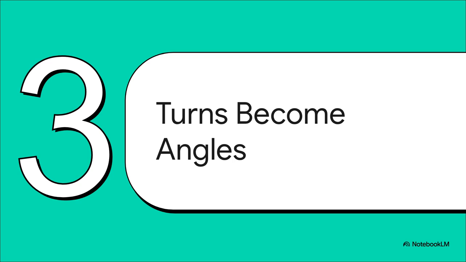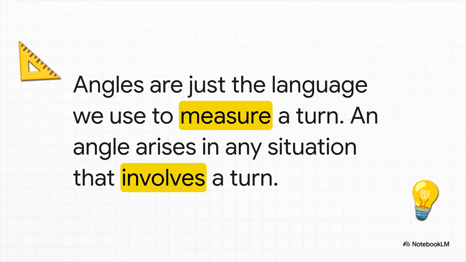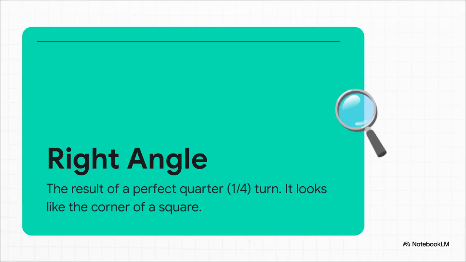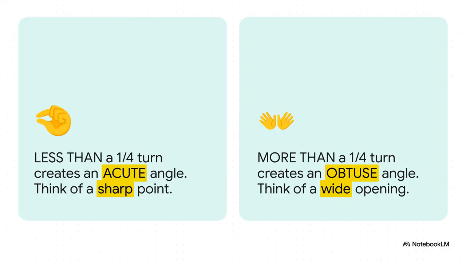All right, now we get to the magic moment. This is where we connect that simple physical idea of making a turn to the thing we all learned about in math class: an angle. And here's the big secret: it's so simple. Angles are just the language we use to measure a turn. That's it. An angle isn't a shape, it's a measurement of how much something has rotated. So, remember that quarter turn we talked about? Well, in the language of angles, we just give it a special name: a right angle. It's that perfect corner you see on a box or the edge of a book. A quarter turn is a right angle. Same thing, just a different name. And once you get that, everything else just clicks into place.